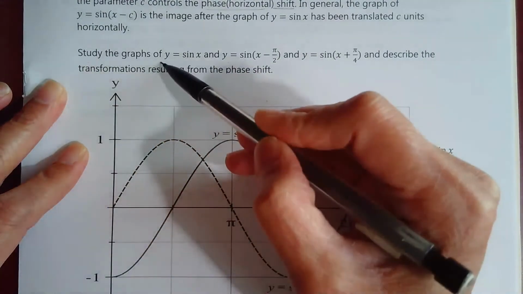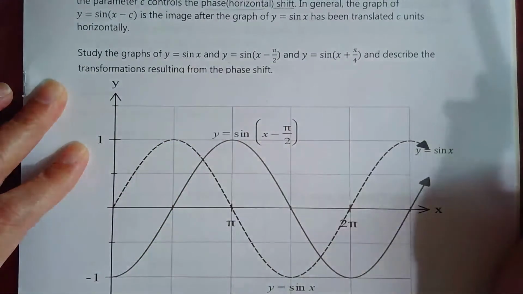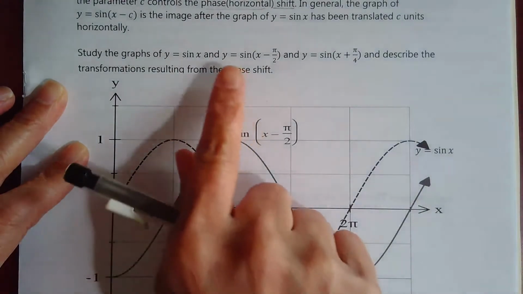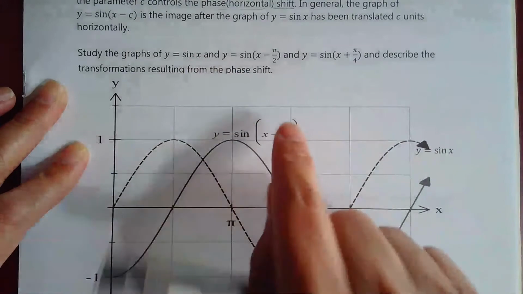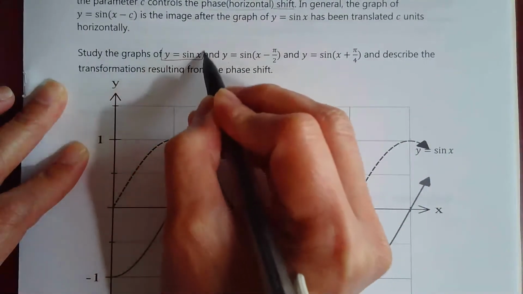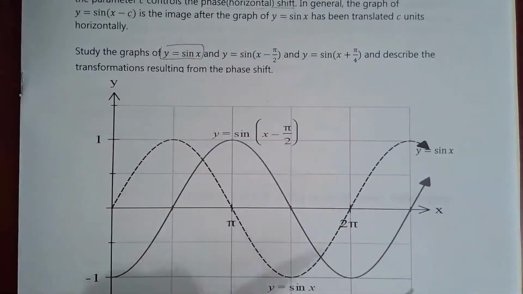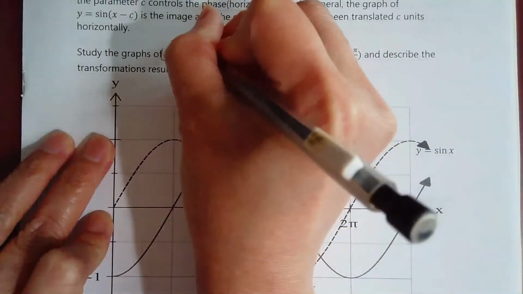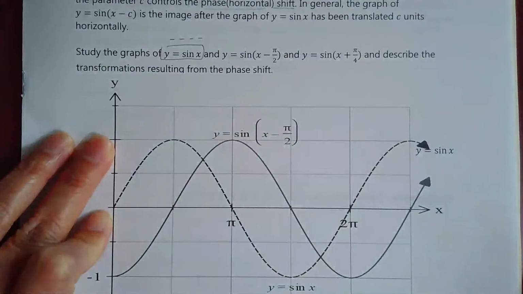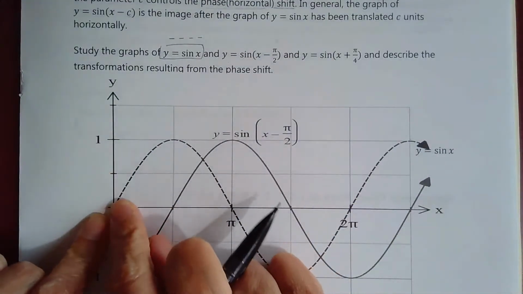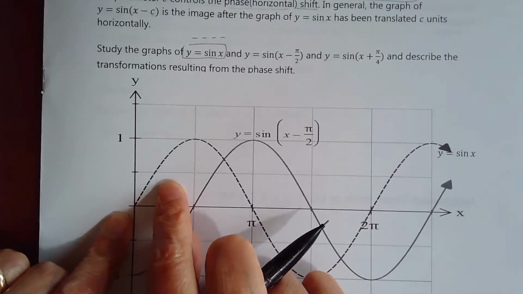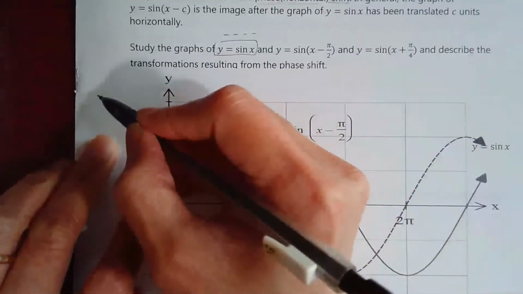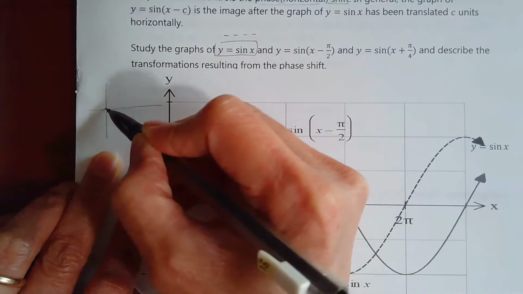Study the graphs of y equals sine of x. Okay, so y equals the sine of x is this part right here. That's the dashed one. Okay, so sine of x. What does the sine of x look like? You're always going to think about that. So sine of x looks like this.